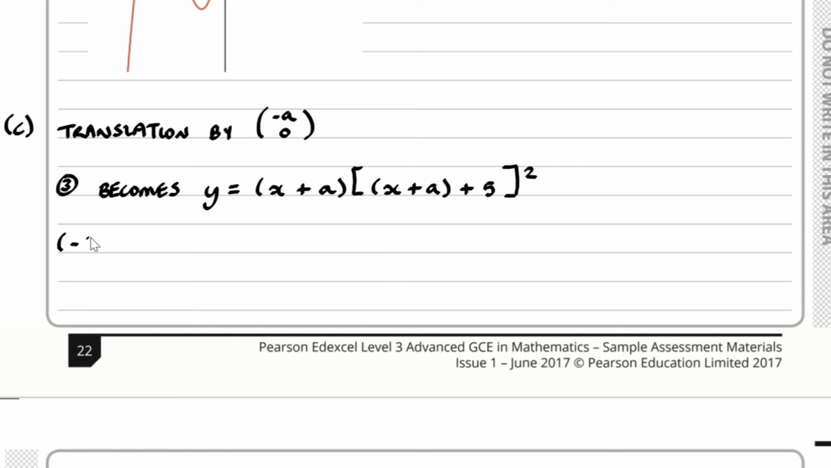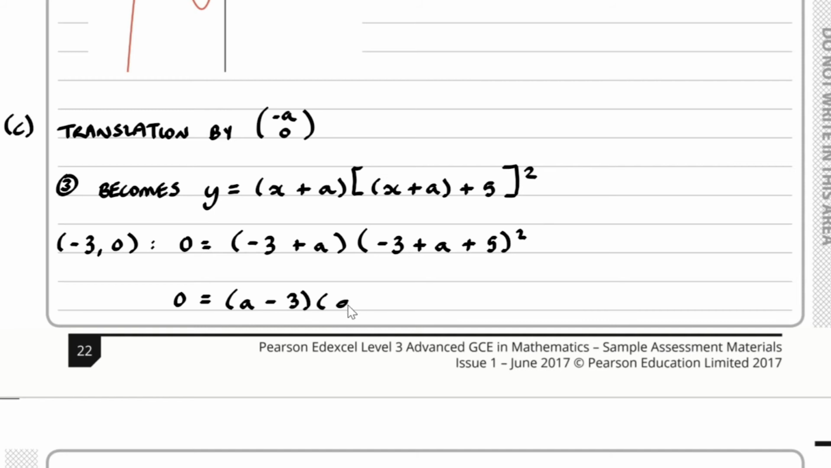Now, if I consider this point minus 3, 0, I can use this coordinate to find the value of a. I have 0 equals (minus 3 plus a) multiplied by (minus 3 plus a plus 5) all squared. So I've got 0 equals (a minus 3) lots of (a plus 2), from which I can conclude a is either equal to 3 or minus 2. We've got the two possible values of a.